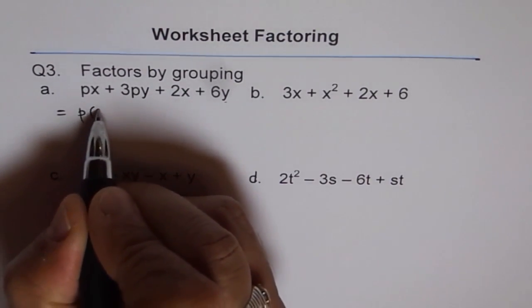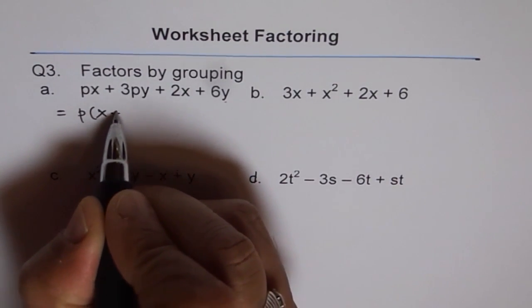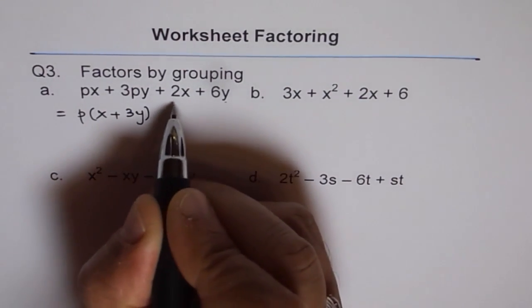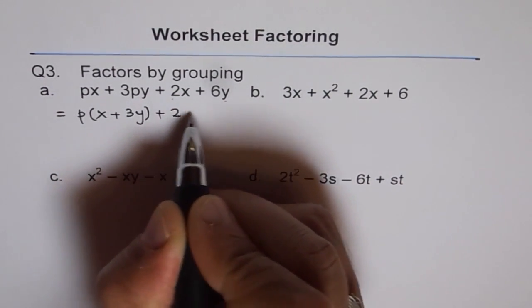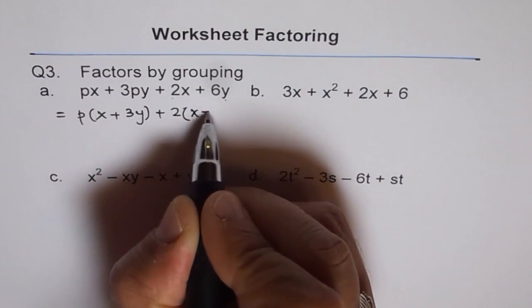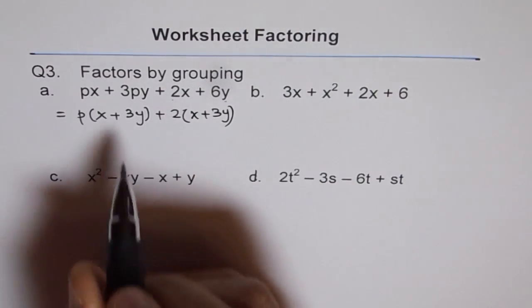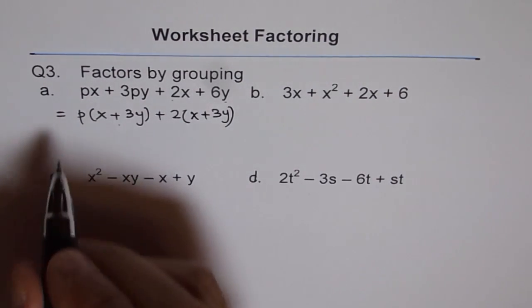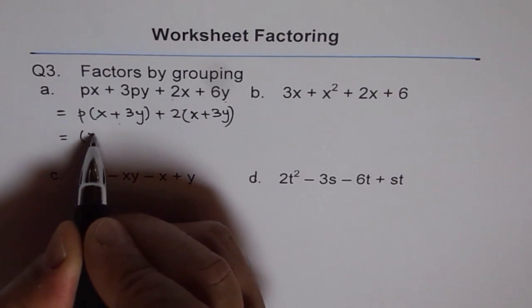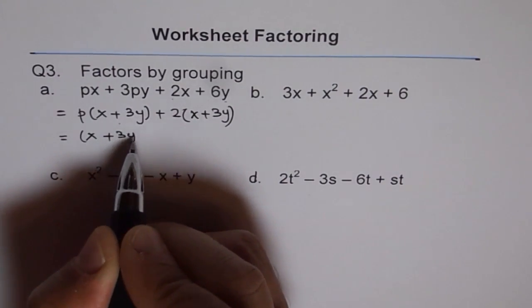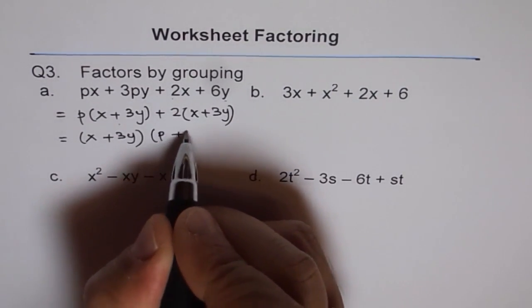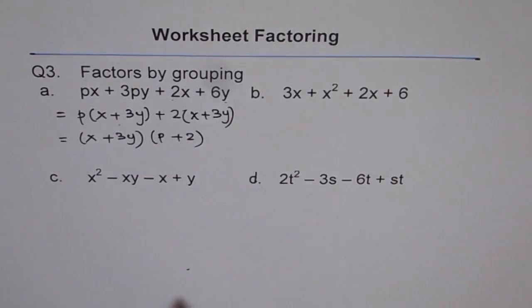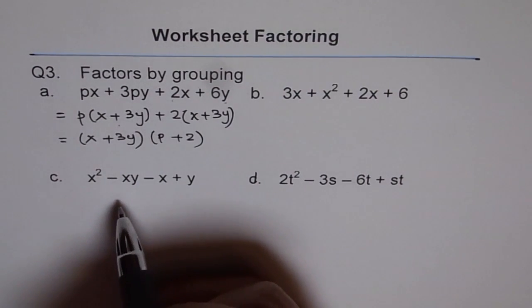We get p within bracket x plus 3y, and we have 2 common in the next 2 terms. Then you get 2x plus 3y. Now in these 2 terms, x plus 3y is common, so we can factor that out. So we get x plus 3y, and we are left with p from the first term, and 2 from the next term. So that is the factored form of the given polynomial.